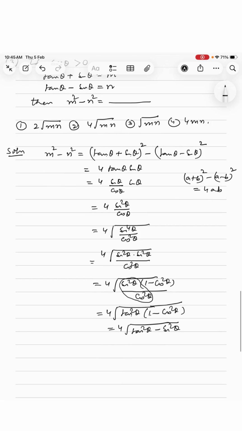Now do you know what is the advantage now? Tan square theta minus sin square theta is (tan theta minus sin theta) into (tan theta plus sin theta). Therefore answer is 4 root of (tan theta plus sin theta is m, tan theta minus sin theta is n). Therefore it is 4 root mn. Therefore correct answer is second option.